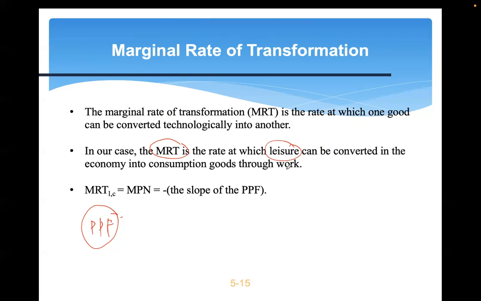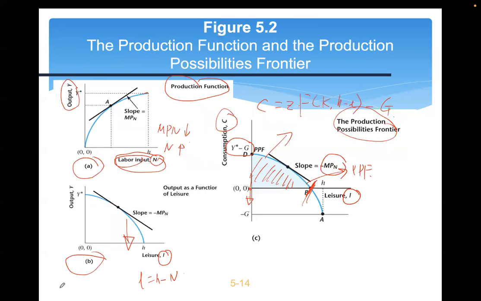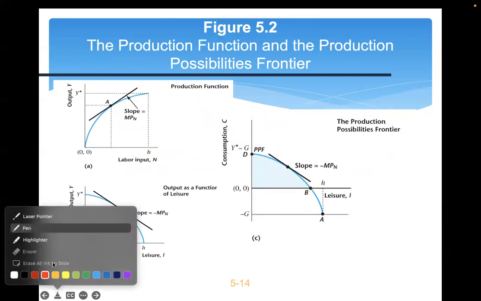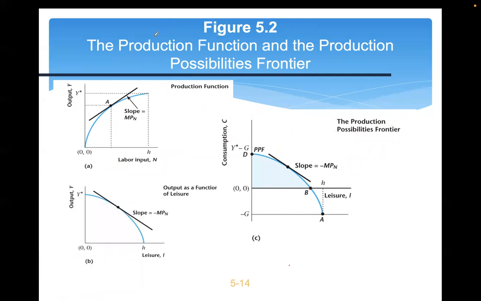Right, let's go to the previous one. So we erase everything. So actually the slope of this curve gives us the marginal rate of transformation. So this marginal rate of transformation is going to tell us at which rate you're going to convert leisure into consumption.